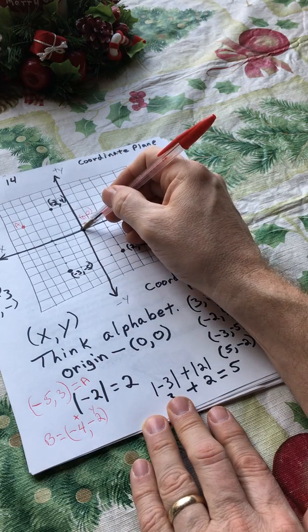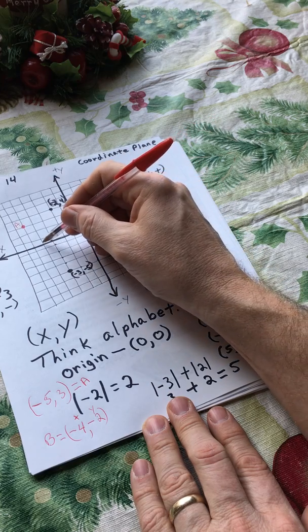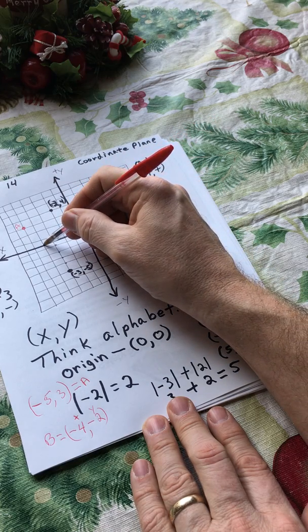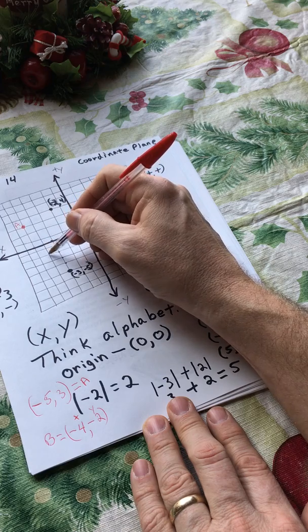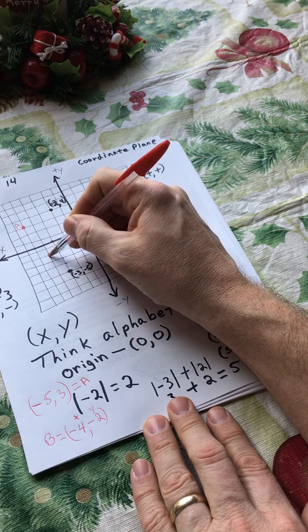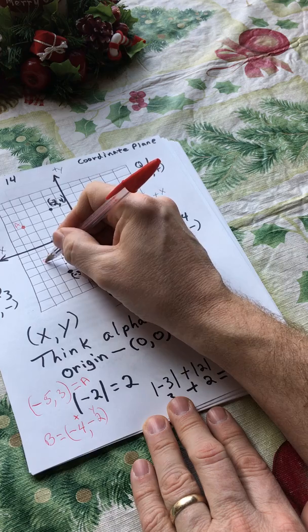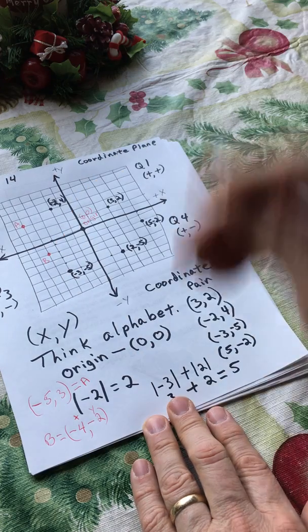Okay, so -4 on the x would be 1, 2, 3, 4. -2 on the y value would be 1, 2. We'd put our dot there, and we'd label it B. Okay. So that's how you do the coordinate plane.